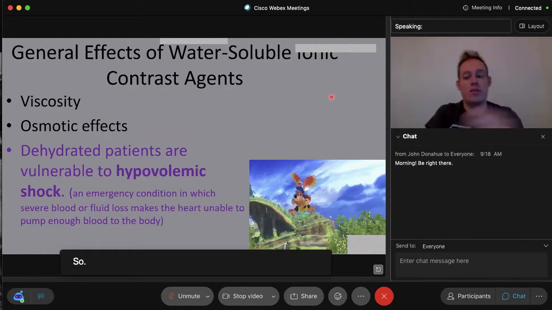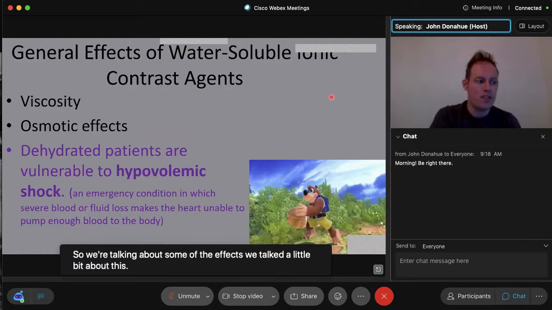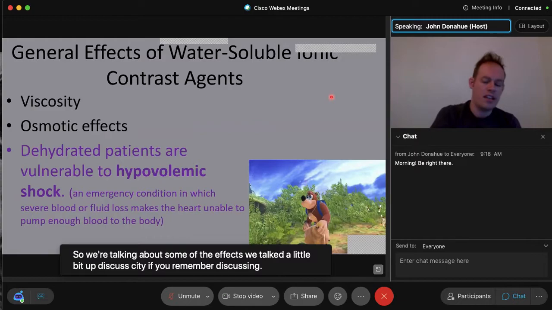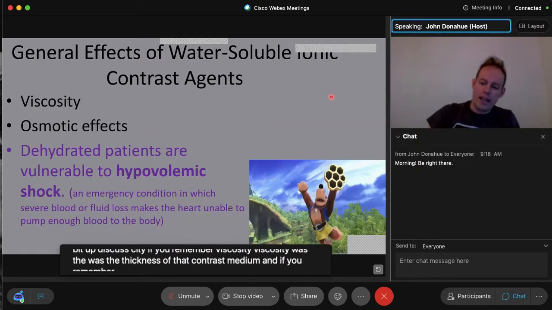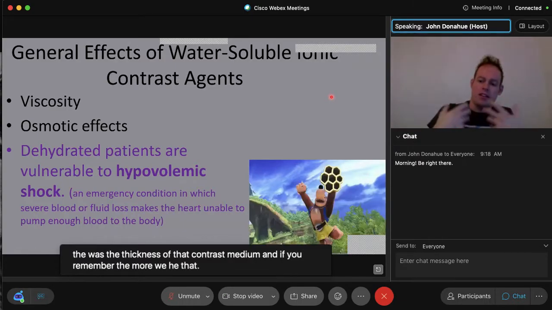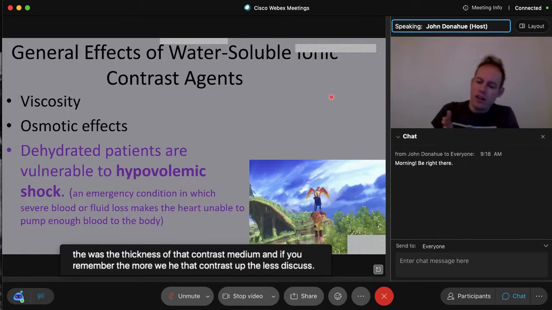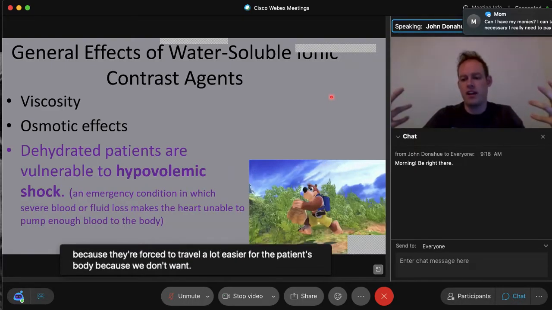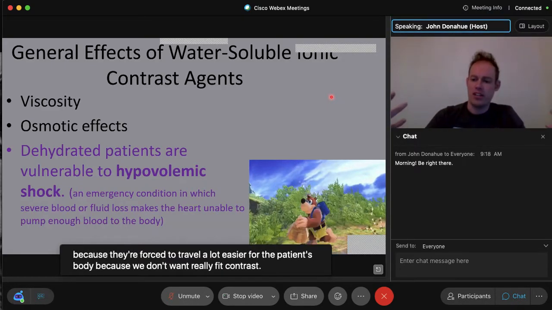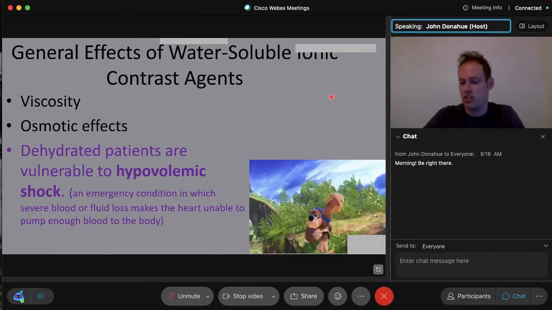So we're talking about some of the effects. We talked a little bit about viscosity. If you remember, viscosity was the thickness of that contrast medium. And the more we heat that contrast up, the less viscous it becomes. Therefore, it's going to travel a lot easier through the patient's body, because we don't want really thick contrast mediums passing through the patients, that, of course, could cause a lot of issues.